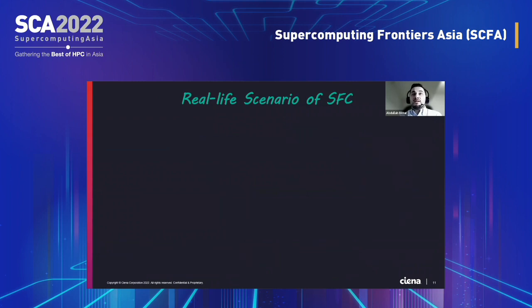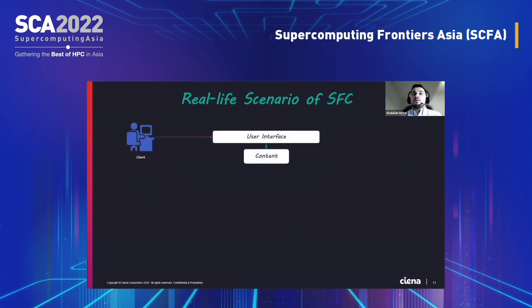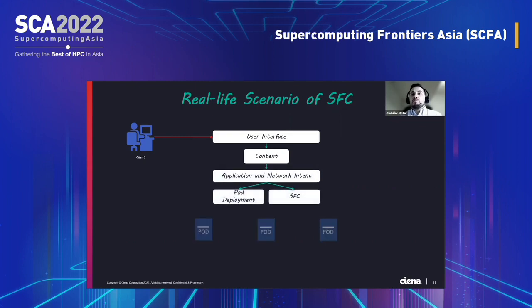Today, we will present a real-life scenario of SFC in Kubernetes. Simply, a client wants to watch a video where traffic will pass through some network service functions before reaching the client. The scenario starts by a client accessing a user interface where they will choose a video to watch. This request will generate an application and network intent that will be sent to the backend for processing. The application intent will deploy related service functions, and they are application 1, 2, 3 pods. And the network intent will chain the service functions together by injecting the specific interface.